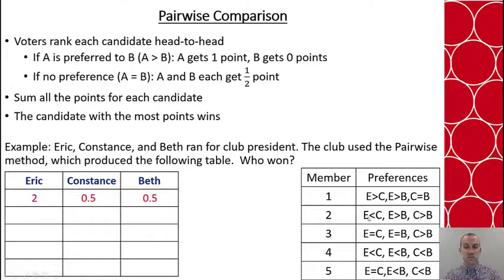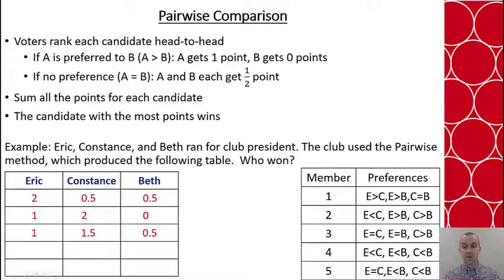In the second person, Eric gets 0 points against Constance, 1 point against Beth, so he gets his 1 point. Constance gets the 1 point for beating out Eric and 1 point for beating out Beth, so she gets 2 total points. And Beth lost to both of them in head-to-head, so she gets 0 points for member 2. For member 3, Eric gets half a point for being equal to Constance and half a point for being equal to Beth, so he gets 1 total point. Constance gets half a point here and 1 whole point for being preferred over Beth, so she gets 1.5 points. And Beth gets only that half point for being equal to Eric.